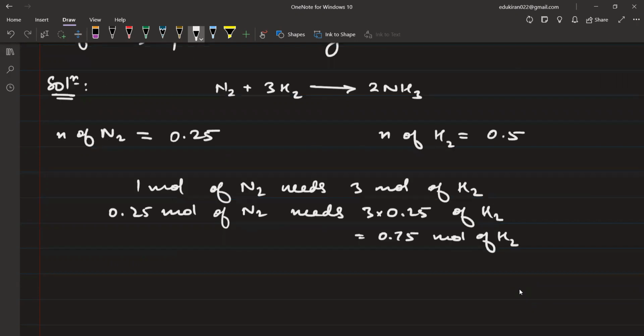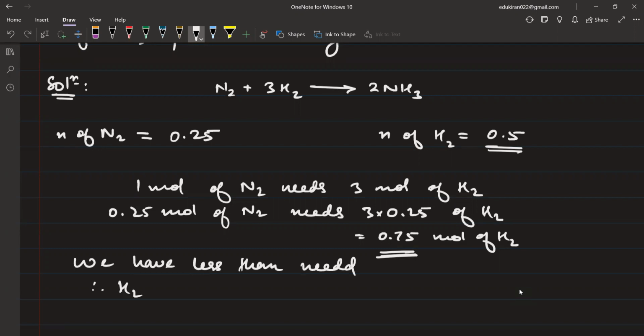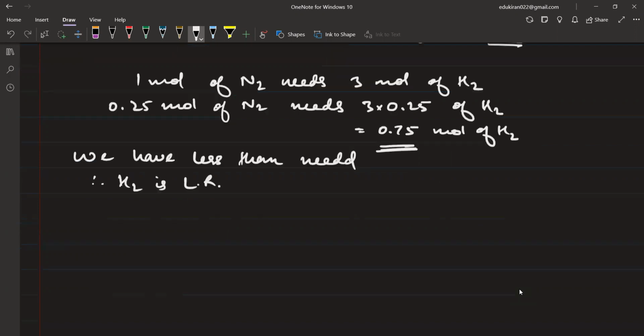Now we have, this is what more than what we have. We have 0.5 and it is more than needed, right? 0.5 is less than needed, sorry. H2 is limiting reagent. Next.